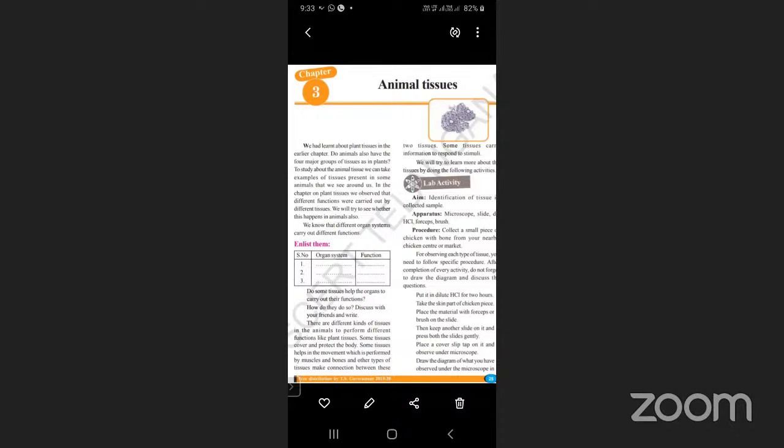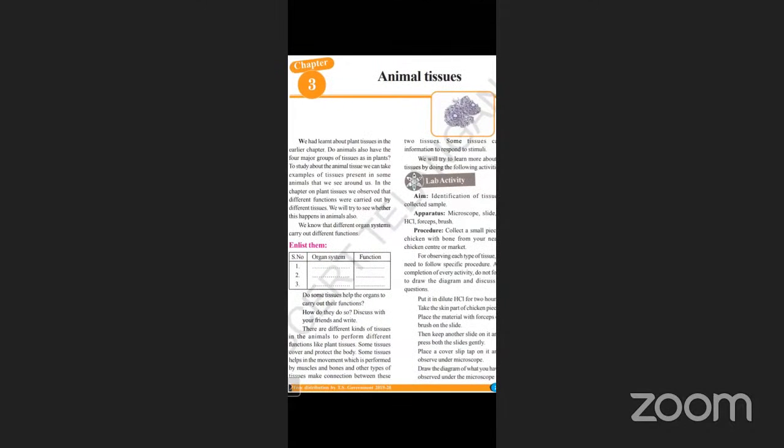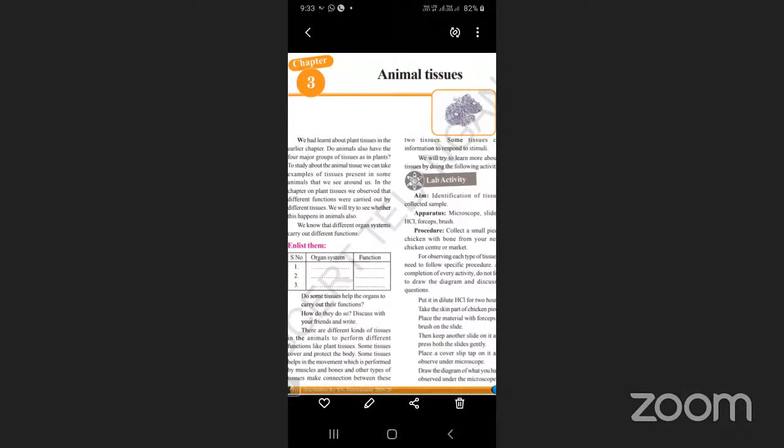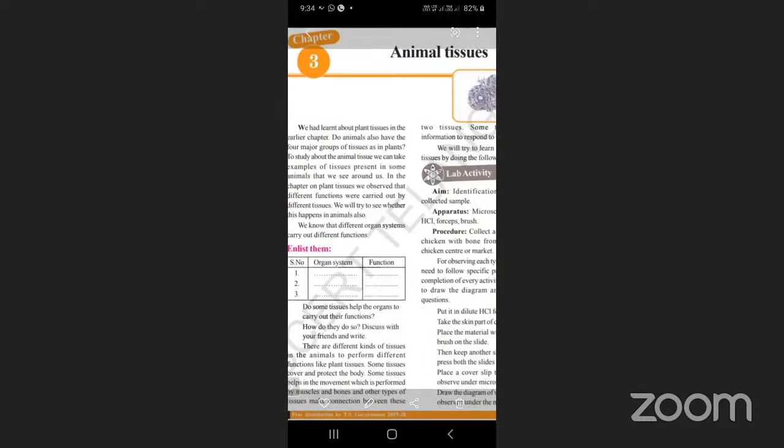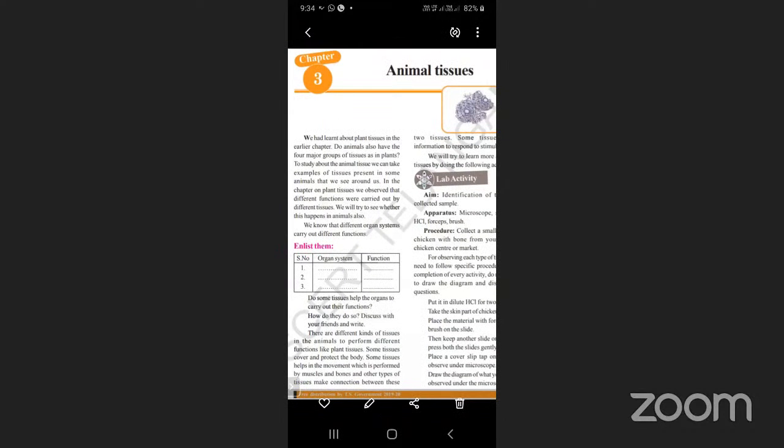As we have discussed in the last class about plant tissues, how the tissues are arranged and what life processes were carried out by different tissues in the plant. And now let us observe the different functions carried out in animal tissues. To know that, we have to go through some activities. Before that, we have to enlist organ systems and functions. We know that different organ systems carry out different functions.